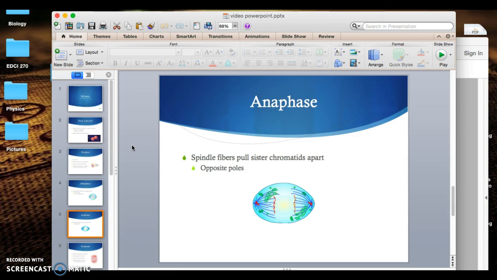The third is anaphase. Spindle fibers pull these sister chromatids apart so that you see here, these are identical, and so that way each daughter cell gets the same chromosomes. So it pulls these apart, and then they move toward the opposite poles.